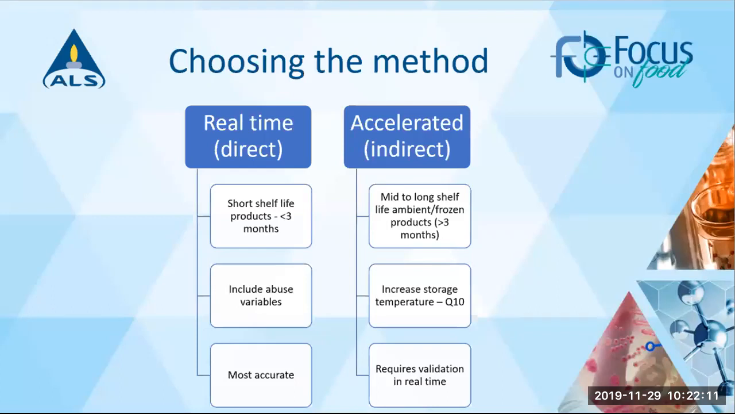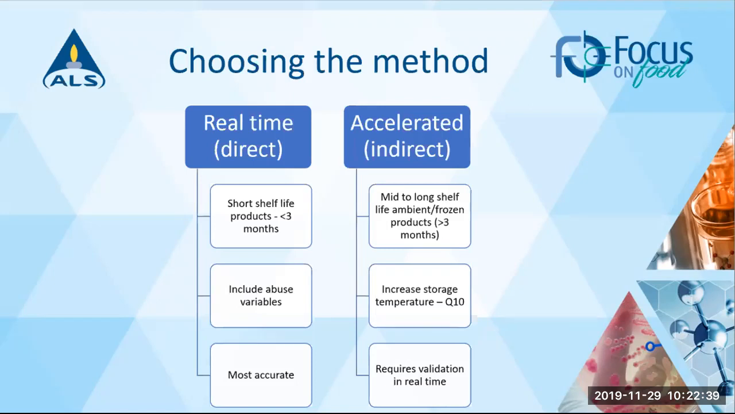Accelerated trials are best suited to mid to long-term shelf life of ambient or frozen products over 3 months. It's important to note, as I mentioned earlier, that accelerated shelf life testing is based on mathematical and statistical models, and I have to be clear about this, there is some disagreement in the scientific literature on the extent to which it can be accurately used to determine a shelf life.